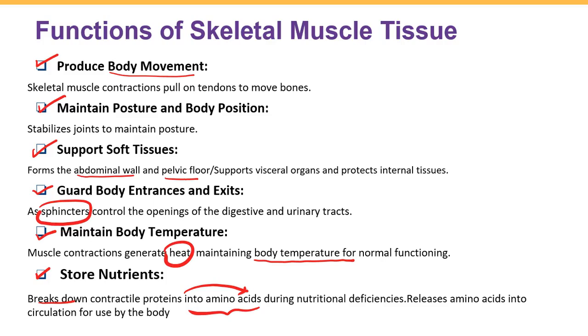So as you can see, our skeletal muscle tissues are an amazing structure. They can help us to move, and they can help us to maintain posture and body position, even when not moving, just sitting still or standing. They can protect and support our soft tissue and internal organs, which are found in our abdominal cavity and pelvic cavity. They can act as a sphincter to control the opening of the digestive and urinary tract. They can maintain our body temperature, which is important to remember. And they're also important in storing nutrients, as they can be broken down into amino acids during nutritional deficiency and starvation.